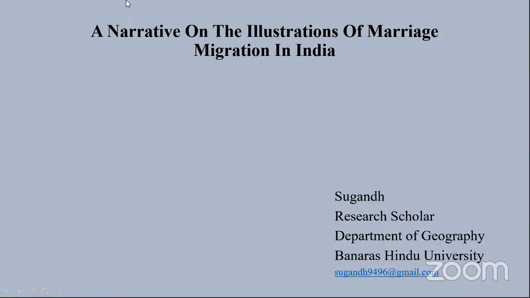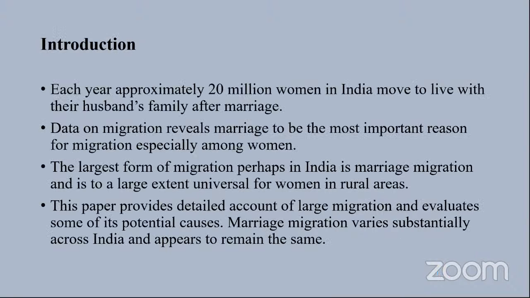I am Sugandh, a research scholar at the Department of Geography, Banaras Hindu University. Today I'm going to present on the topic, a narrative on the illustrations of marriage migration in India. Migration is defined as the change of usual place of residence. But when we talk about marriage migration, it is always included in the macro data in India, but it is less studied as compared to general migration in India. People tend to focus more on the economic aspect of migration that leads to male labor migration rather than the social aspect, that is marriage migration.